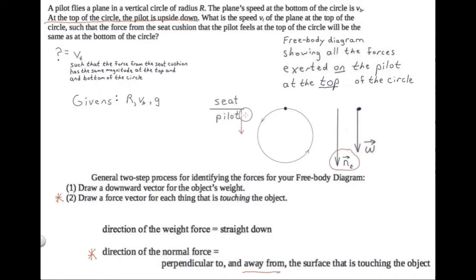So when the pilot is at the top of the circle, the seat cushion will exert a downwards normal force on the pilot. We can use the symbol n sub t to represent this downwards normal force. We're using the subscript t to indicate that this is the normal force at the top of the circle. So keep in mind that in this problem, we're using the subscript t to stand for top. In this problem, we're not using t to stand for tangential.